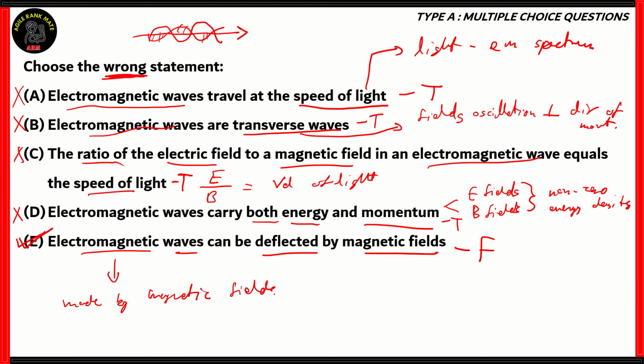Now, suppose for the sake of argument that this was the case, then a compass should deflect light because it's a magnetic object and it generates a magnetic field. However, there is no deflection because of a magnetic field. So therefore, option E is a false statement. And since we're asked to find out the false or the wrong statement, option E becomes the correct option.